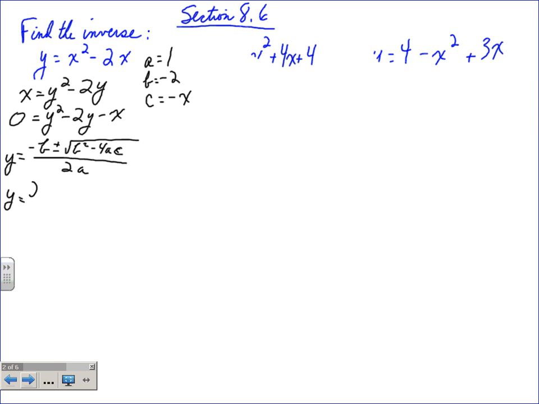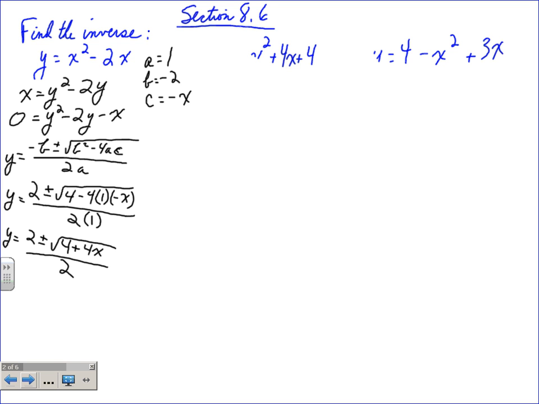The opposite of b, 2, plus or minus the square root of b squared, always positive, minus 4ac, all over 2a. The hard part in all this is going to be figuring out what your discriminant is. Plus or minus the square root. Now, I have 4, and then -4 times 1 is -4. -4 times -x is a positive 4x, all over 2.